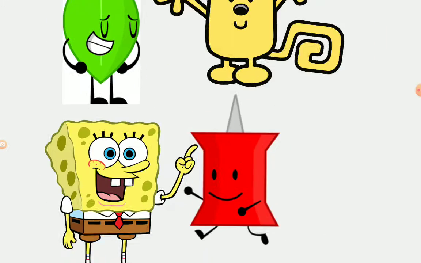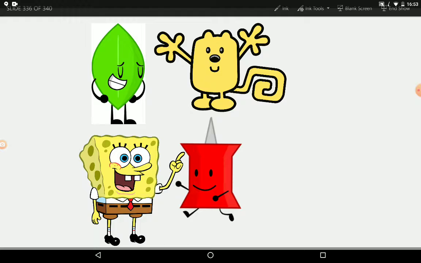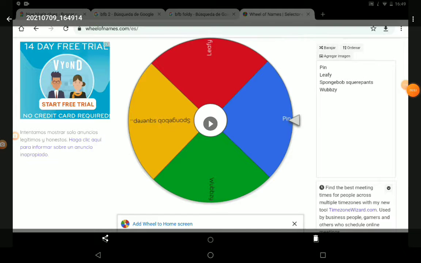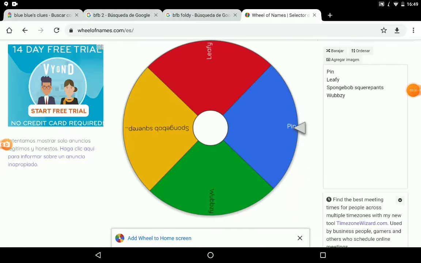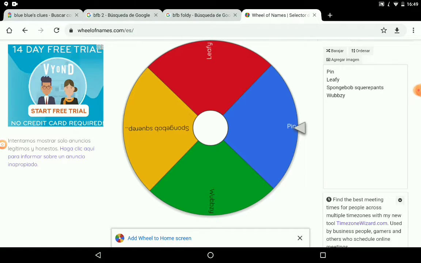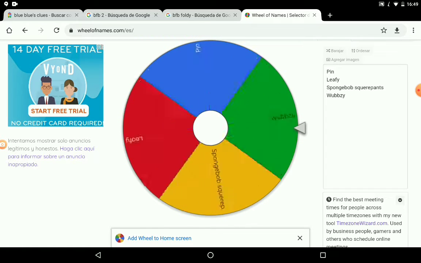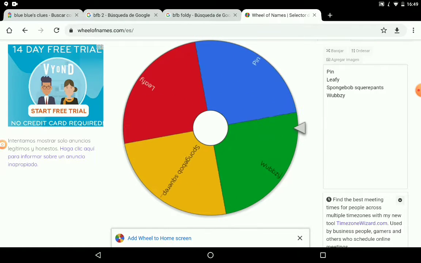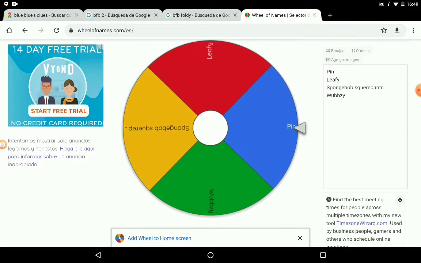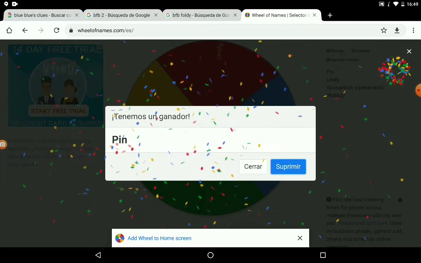Now we have the final three, but we also have a challenge. Okay, randomly we'll decide who will get eliminated. In 3, 2, 1. And Pin's out.